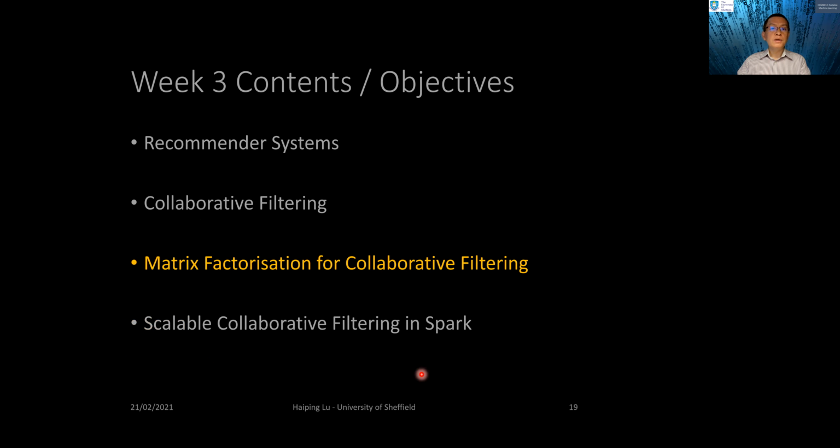So that's a very high-level introduction to collaborative filtering. And in the next section, we will look at a particular model-based approach to collaborative filtering called matrix factorization.